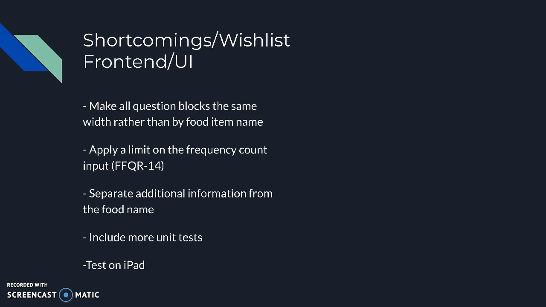Sometimes items have additional information related to the item, such as examples for that food. Ideally, this info is displayed separately from the name. Also, it would be beneficial to test the primary components more thoroughly with unit testing to prevent code changes from breaking the current functionality. Lastly, testing the web page on an iPad would be ideal since most of the parents are going to be taking the questionnaire on a tablet eventually.